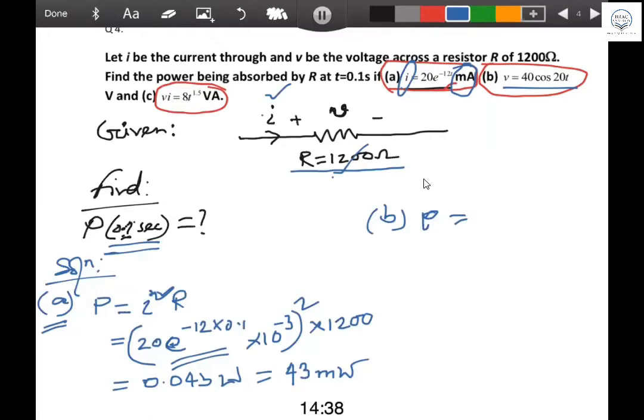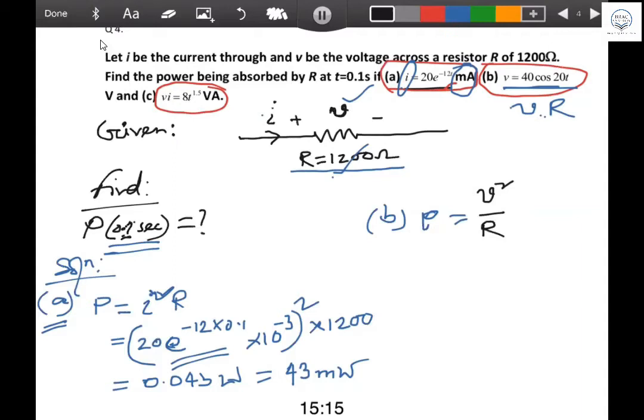What is the equation? Can you tell me, in case B? V squared divided by R. Yes, because in this second case, V and R are given, but I is not given. Only V is given, and R is always given. So it is V and R, and the formula will be, as you say, V squared by R.